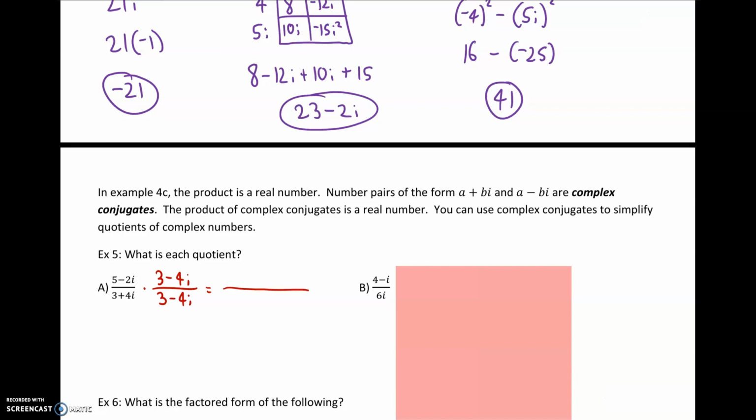So across the top, you could multiply out in a box, you could use distribution. I'm going to use the foiling method. I'm going to kind of do this one in my head. Multiply the first terms together, I get 15. 5 times negative 4i, I get negative 20i. Negative 2i times 3, I get negative 6i.